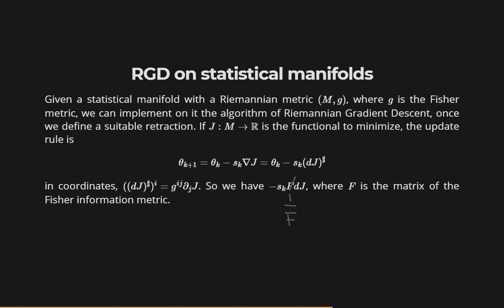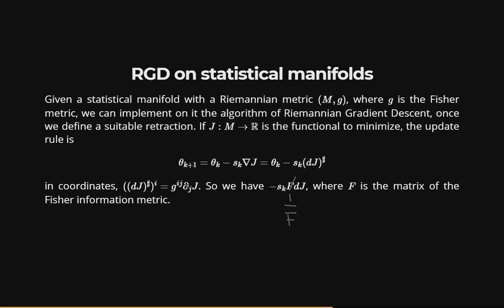But anyway, this is 1 over f, because this is the inverse metric. It's the metric with the upper indexes, so it's the inverse of the metric. So it's usually written 1 over f, the inverse of the Fisher matrix.